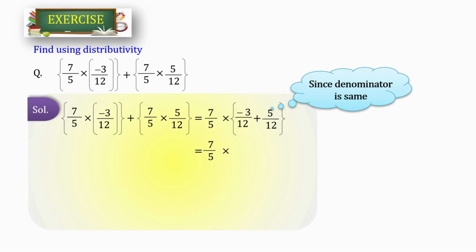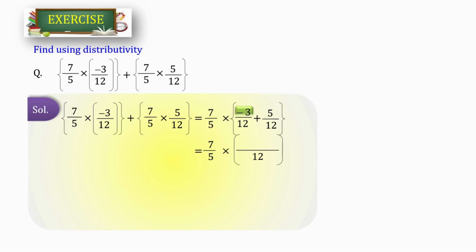Now in this case, since the denominator is the same, we will just add the numerators. That is minus 3 plus 5, that is equal to 2 by 12. Now if we cut it, we will get 1 by 6. So here comes 7 by 30.